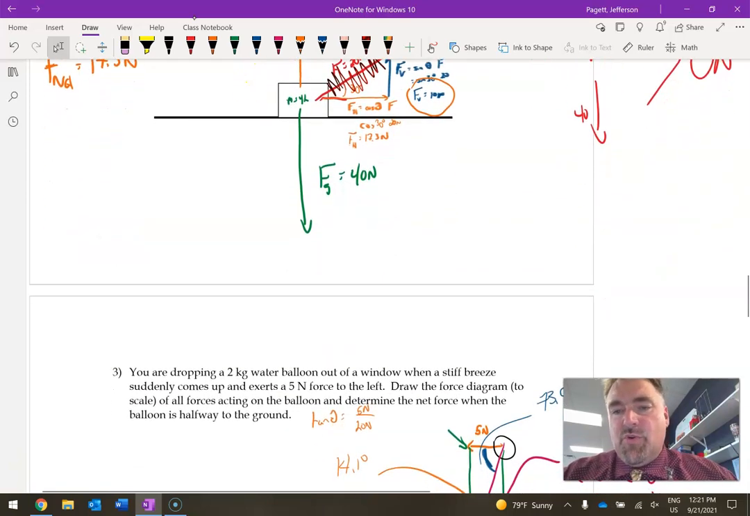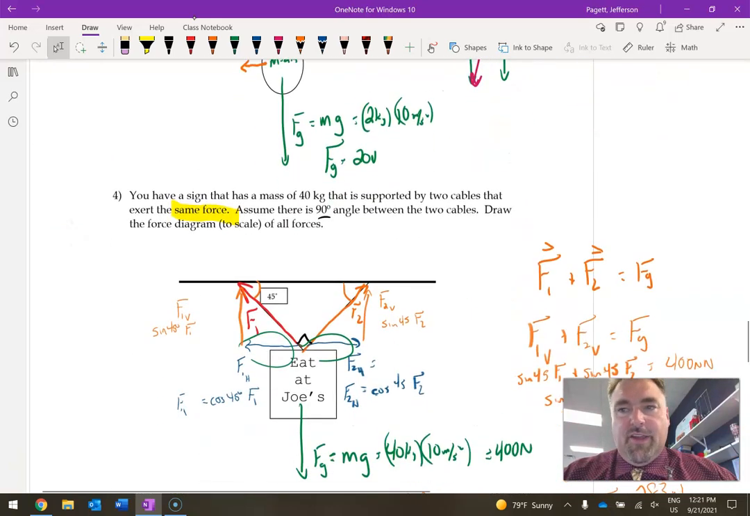So if you have a good idea what's going on, you'll do well on the actual mastery check.